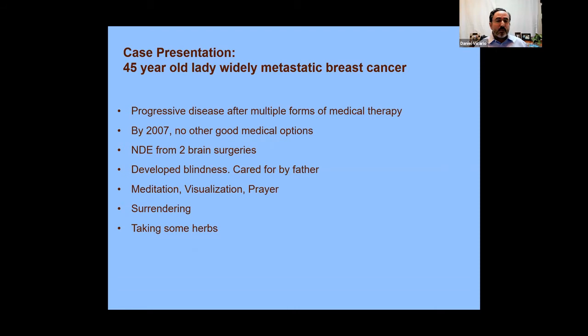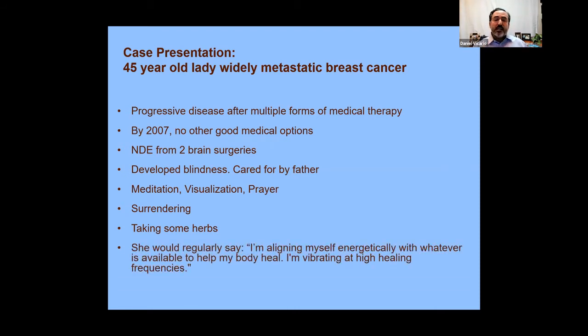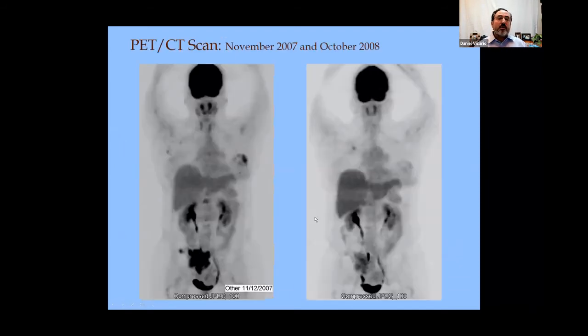She was just taking some herbs, and she said that she was aligning herself energetically with whatever was available to help her body heal. She was vibrating. She said, I'm vibrating at high healing frequencies. I have to tell you, this was one of the miracles, many miracles that I've been honored to see. From November 2007 to October 2008, a PET scan where she had some disease in her breast, in her axilla, in the middle of the chest, in the neck, a lot of involvement in the right sacral area and the pelvis. And just by her connecting and meditating and praying, she couldn't afford anything else.